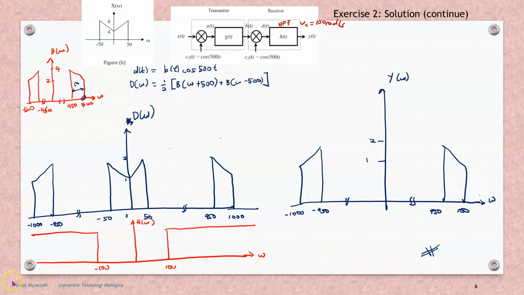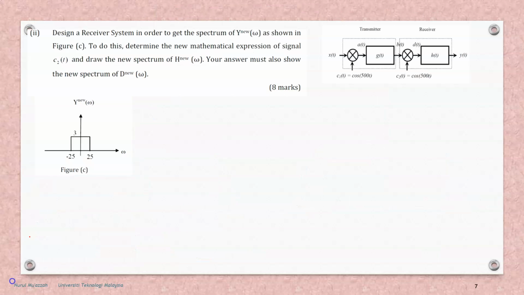We have another question here, which is question number 2. Now question 2 is quite challenging. You need to design a receiver system in order to get the spectrum of Y new omega as shown in figure C. So now the question requires you to design a receiver system so that you can obtain this new signal, new spectrum.